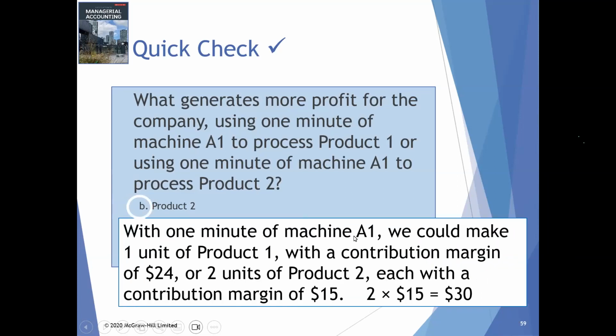With 1 minute of machine A1, we could make 1 unit of product 1. Yes, in 1 minute, 1 unit can be produced with a contribution margin of 24, right? And 2 units of product 2 can be created, each with a contribution margin of 15. So 15 into 2 is 30. It means we are taking the constrained resource as the base. The number of minutes is very limited.